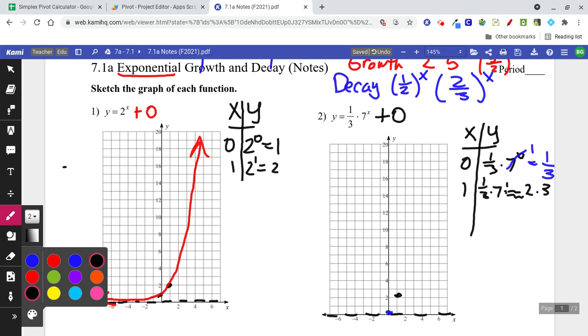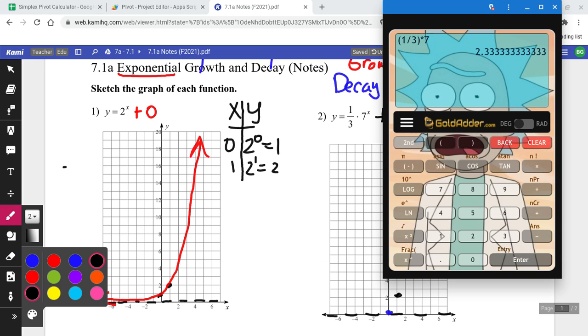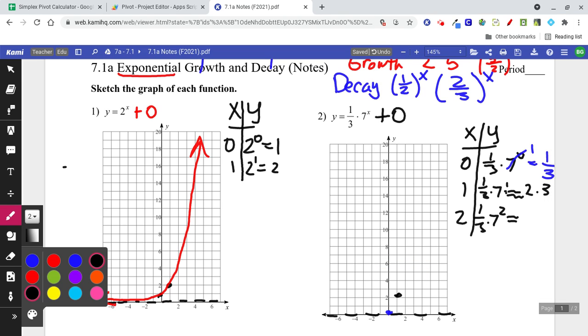Feel free to do more. If you plugged in 2, you'd have 1/3 times 7 squared. That's going to be 1/3 of 49. But 1/3 times 7 squared is 16.3. Okay, 16.3 or so. So 2, 16.3 is going to be about right there. All right. So, the more points you do, the better. But you just need to know the pattern.